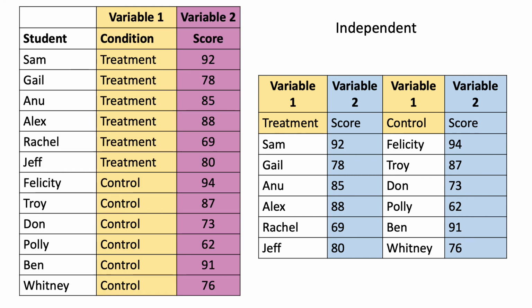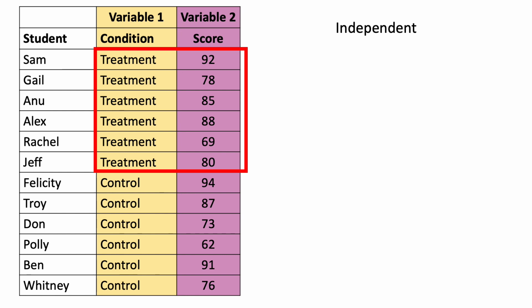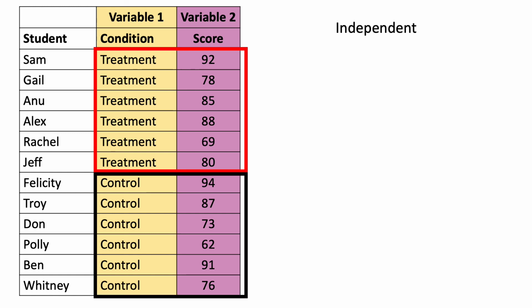Think of it this way. Variable 1 is a condition, and variable 2 is the score that's related to that condition. So we have this group, the treatment scores.